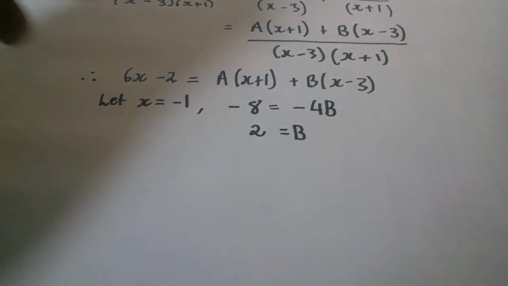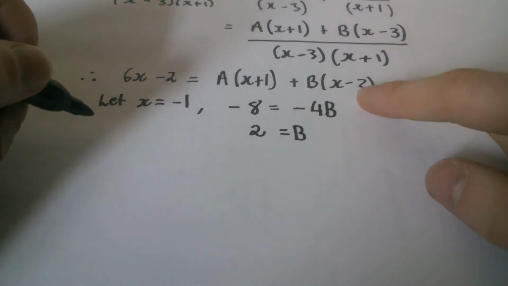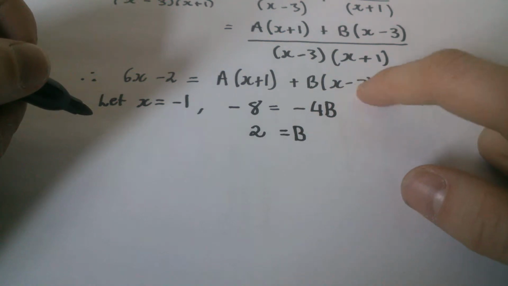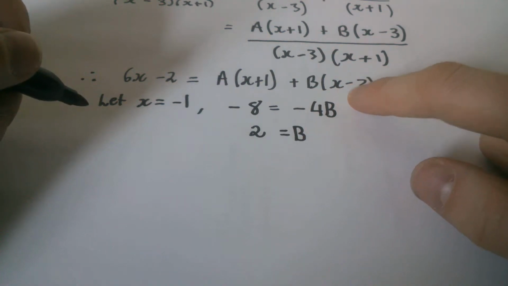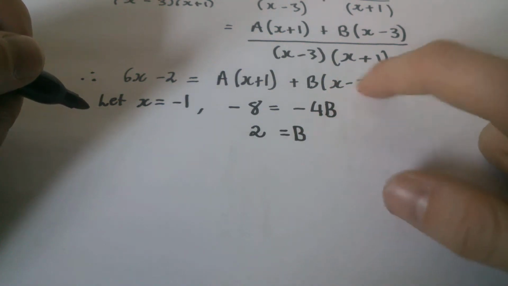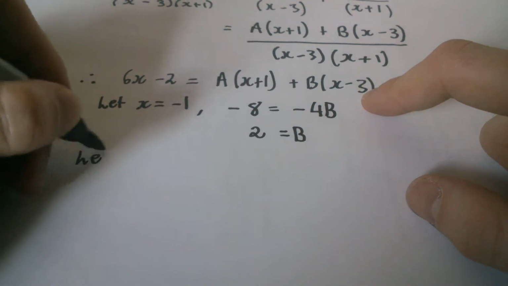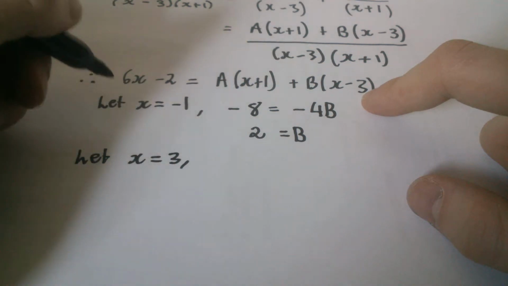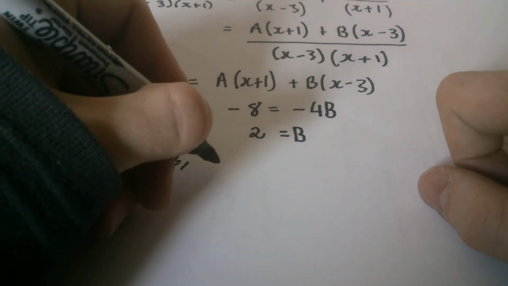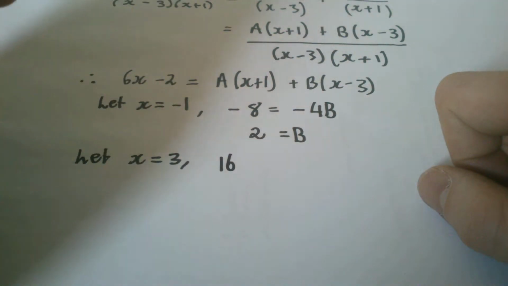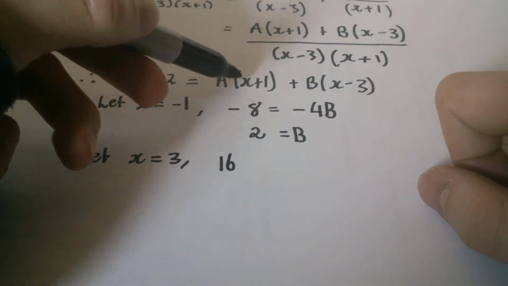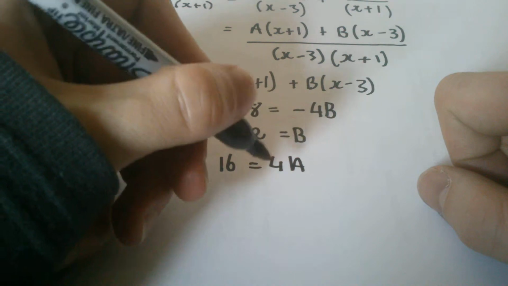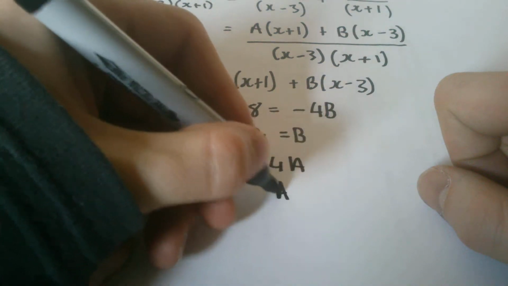Now we have to do the same thing for a, so we have to look at this and say, okay, what can I do to make this equal 0? If x equals 3, for example, then this will equal 0. Therefore you let x equal 3. 6 times 3 is 18. 18 minus 2 is 16. And then 3 plus 1 is 4, so that's just going to give you 4a. So a equals 4.